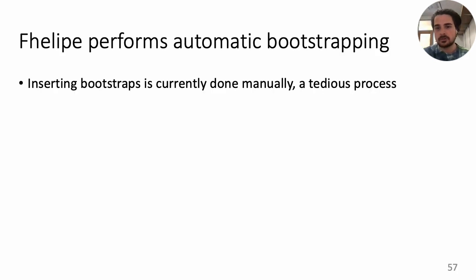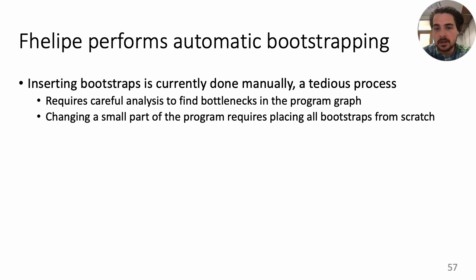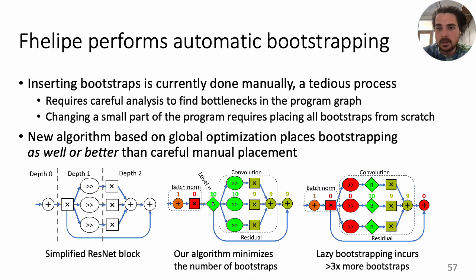Before Felipe, bootstraps were added manually to programs. This is tedious because it requires careful analysis to find narrow points in the program circuit. And critically, changing a small part of a program requires placing bootstraps from scratch. This totally kills composability. We invented a new algorithm which automatically places bootstraps as well as, or better than, state-of-the-art manual implementations. Please see the paper for details.